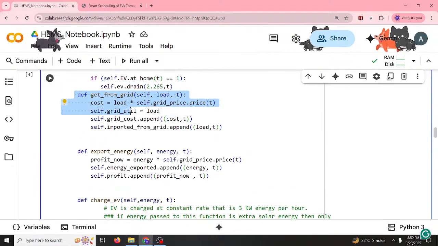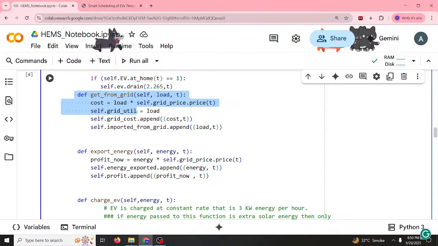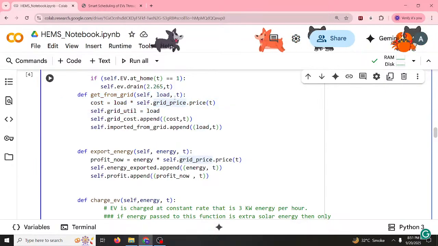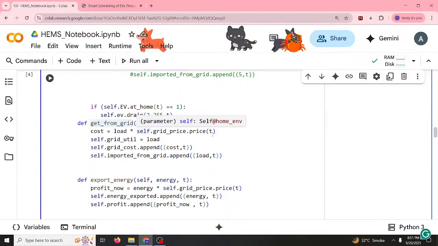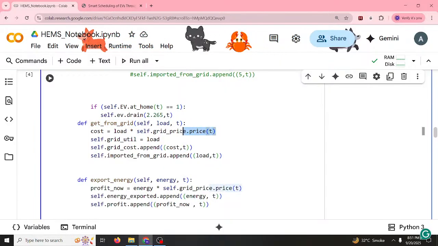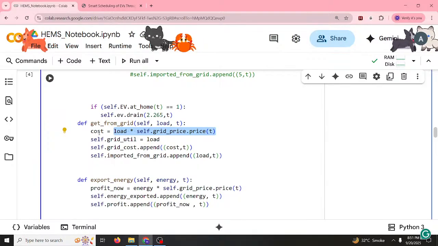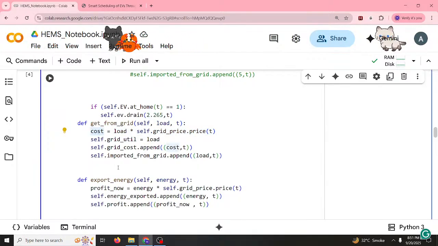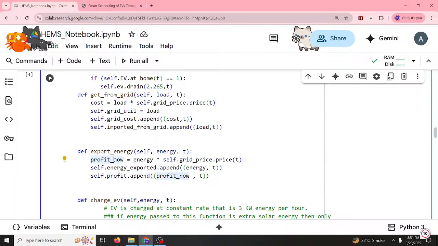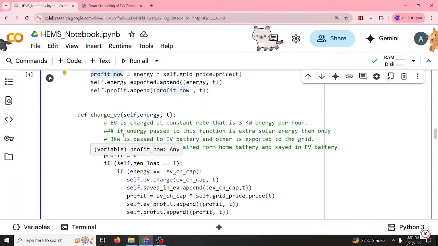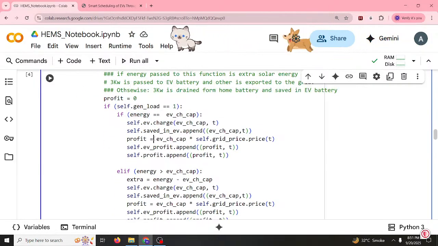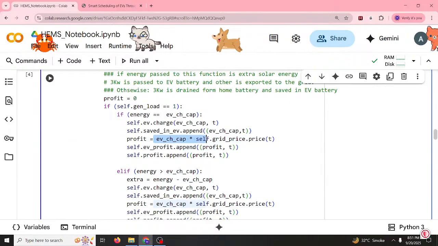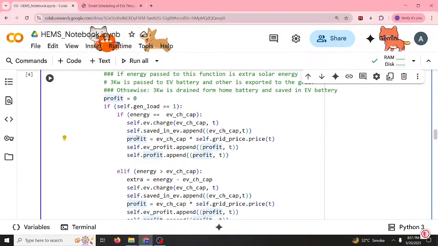Okay, so get from grid in here. If we use this get from grid function, it is costing us something, that is the cost of the price at a given time. So we are taking that cost here and considering it as an import. And similarly, if we export, that means we are earning some profit here. And this is the EV charging function here. EV charging function is exactly similar. And we also say that if we charge the EV at a given time, we just earn some profit.